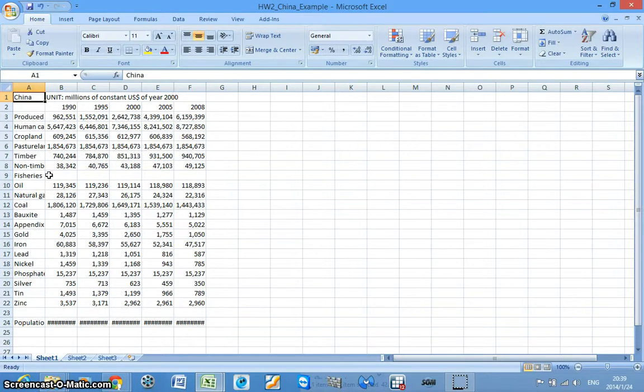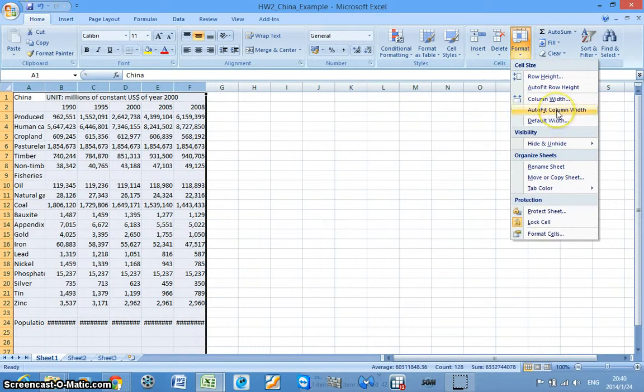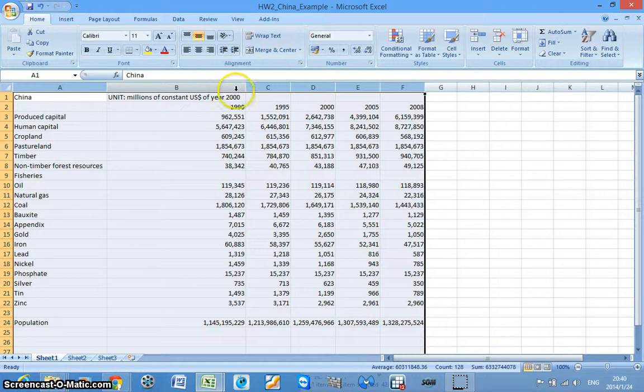In this video, I will show you how to calculate the inclusive wealth index using China as an example. As we talked about earlier, you can first format it to auto-fit column width so you can see all the data, including the population.